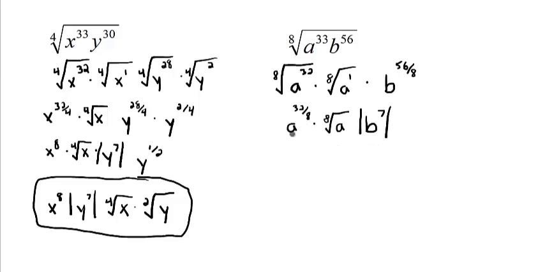Going to rewrite this. 32 divided by 8 is going to be 4. So a to the 4th times the absolute value of b to the 7th, and then the 8th root of a. And that's going to be our final answer.